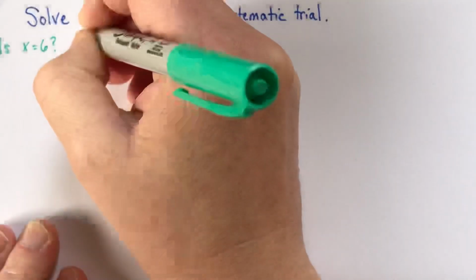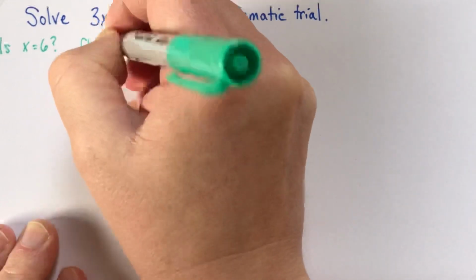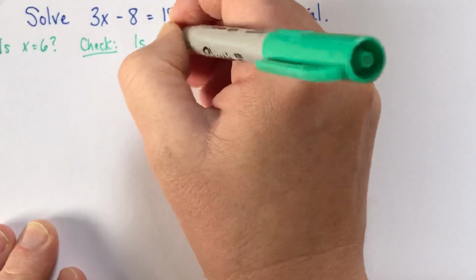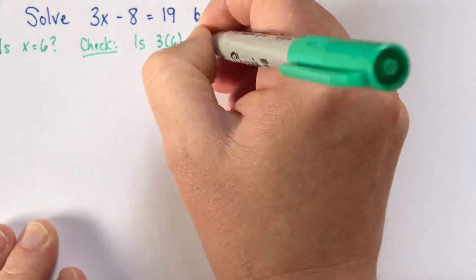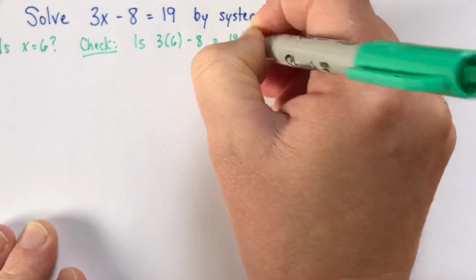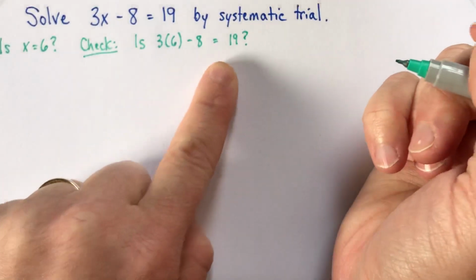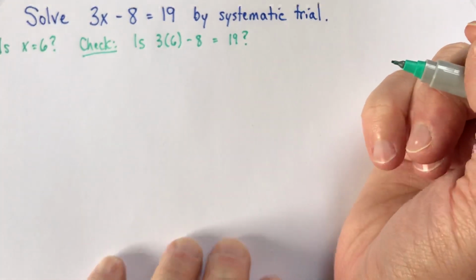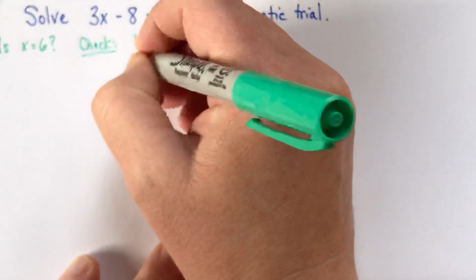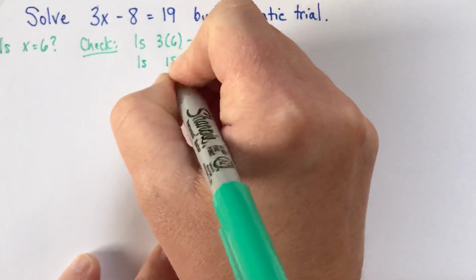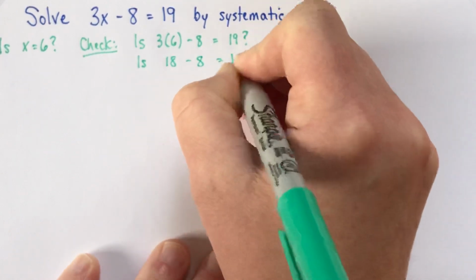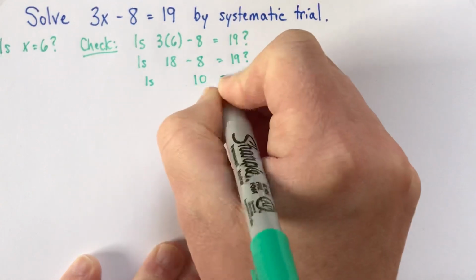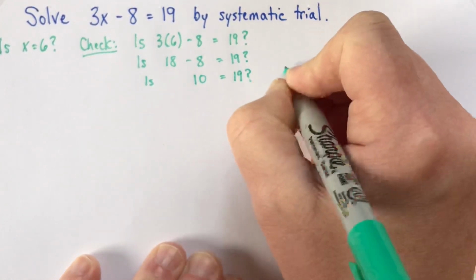We're not sure. So we're going to check, and we'll write down that we're checking. Okay. So we'll write, is 3 times 6 subtract 8 equal to 19? Question mark. And make sure that when someone looks at your work, they know that you're just asking this question, is this true? You're not saying it's true because we have no idea if it's true. That's what we're checking for. So 3 times 6 is 18, subtract 8 equal to 19. Oh, this isn't looking good. So 18 subtract 8 is 10. Is 10 the same as 19? No.